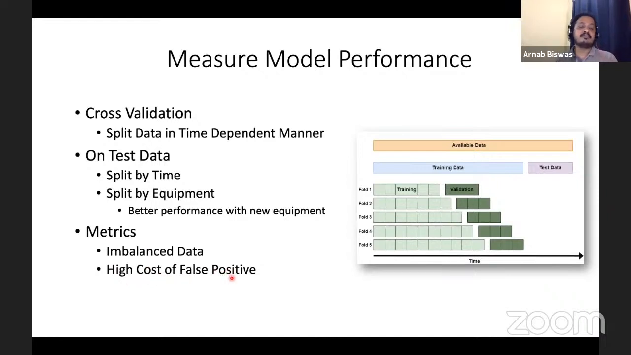Say, for example, my model predicts an equipment is going to fail, and a service person visits the equipment just to find out that everything is working all right. My organization has to bear the cost, and my boss is not going to like it.